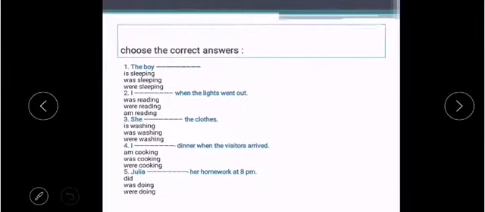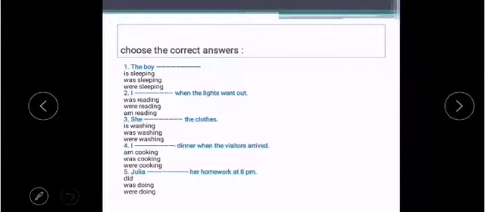Okay, let's make sure that everything is that you got it right. If we need to choose the correct answer: the boy is sleeping, the boy was sleeping, or the boy were sleeping. So the boy, singular, was sleeping. Okay, I blank when the lights went out. I was reading, were reading, or am reading. I was reading. Some people say I am reading. No, I am reading is for something I'm doing right now. For example, now I'm reading. I was reading means I was reading when the lights went out.